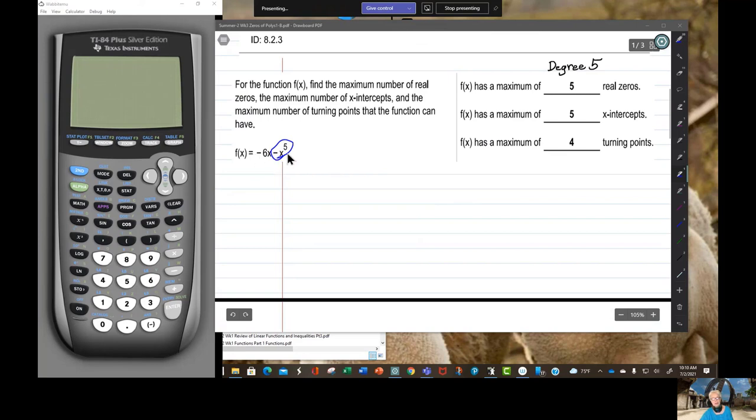Here, the leading term is on the end. It's the highest degree term. We don't care about the sign in front this time. All we're caring about is the degree. The maximum number of real zeros you can have is 5. The maximum number of x-intercepts you can have is 5. And the maximum number of turning points you can have is 4.